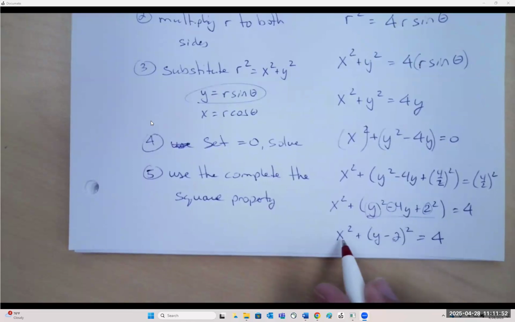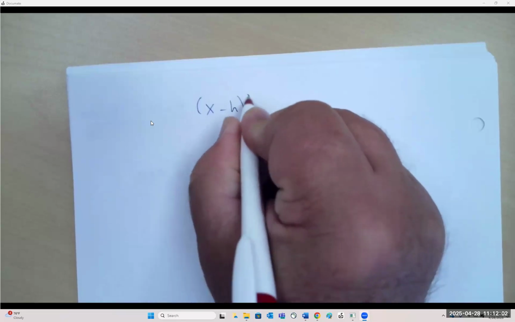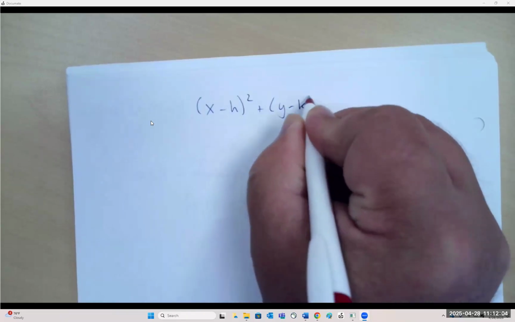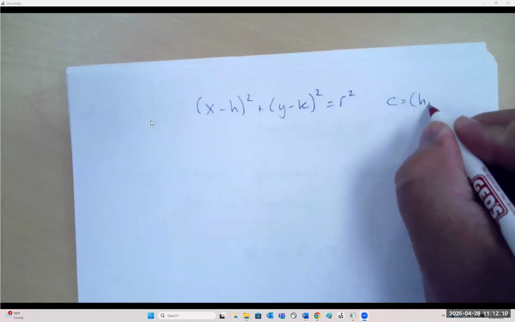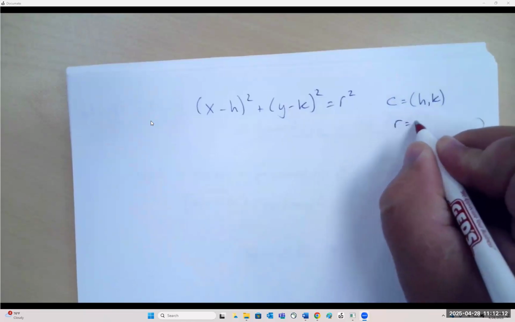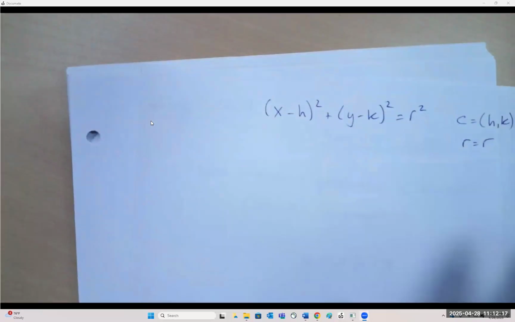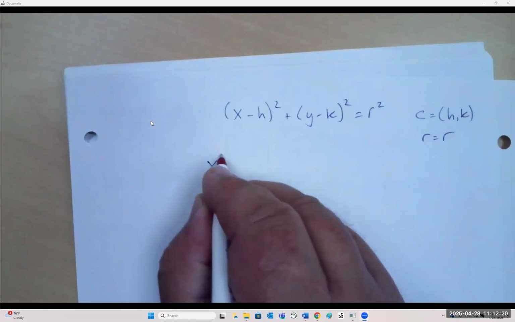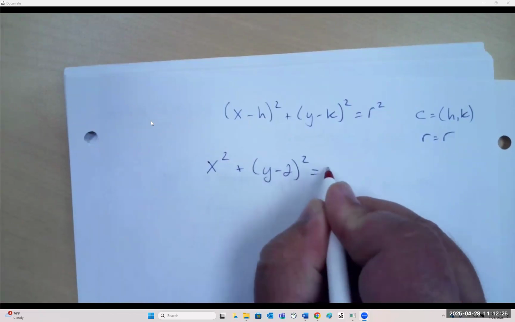Now we know this is a circle because, remember, let me go to the next page. So we have a circle is x minus h squared plus y minus k squared equals r squared. The center is at h, k and the radius is r. So in our example, we had x squared plus y minus 2 squared equals 4.